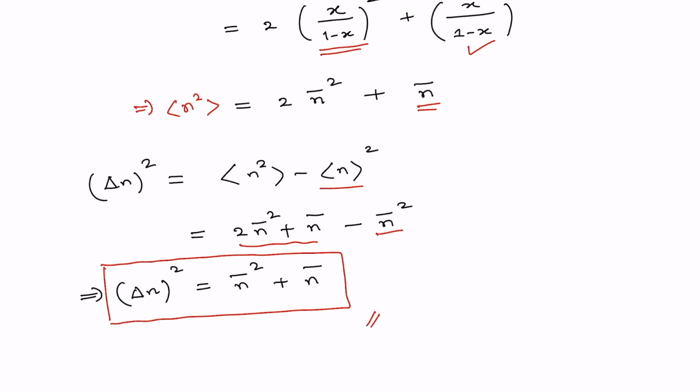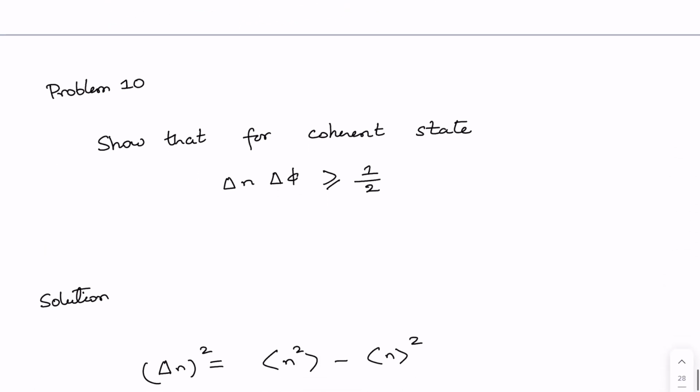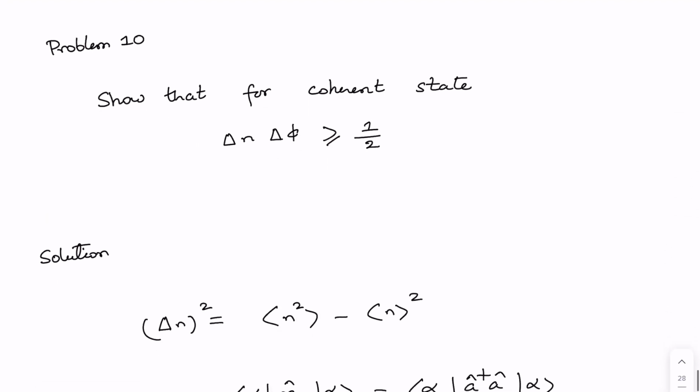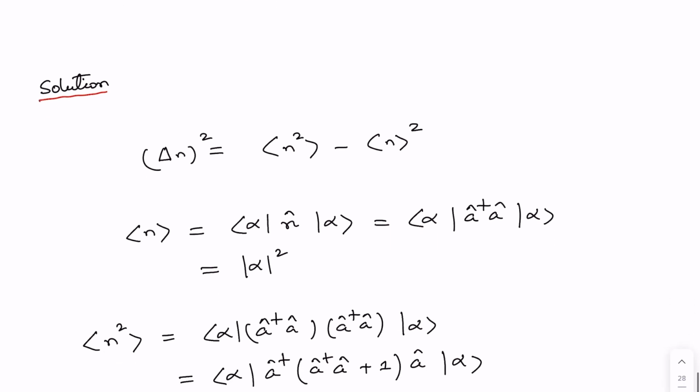Okay, now let's go to the next problem. In this problem you are asked to show that for a coherent state, the product of the uncertainties in the number of photons and the phase is greater than or equal to 1/2. So this is a kind of uncertainty relation. Now let us work this out. I am again taking you through the steps here.